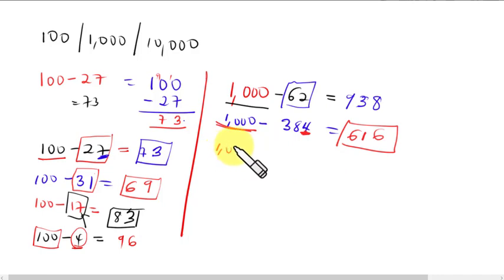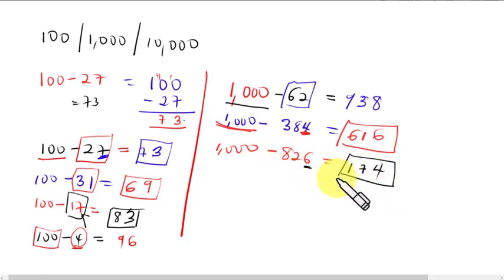Let's take the last one. What is 1,000 minus 826? Okay, so let's look at the last digits here. 26. What number should I add to 6 to get 10? That is 4. So the rest will be 999. What number should I add to 2 to get 9? That is 7. And what number should I add to 8 to get 9? That is 1. So the final answer is 174.